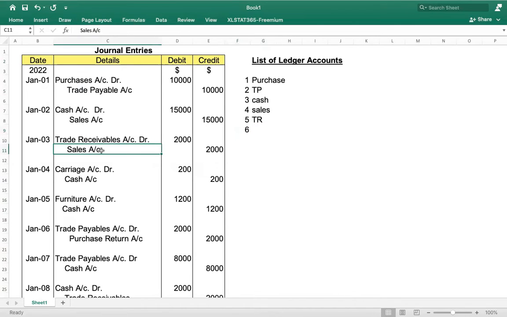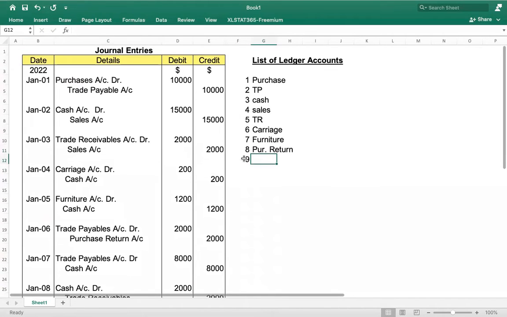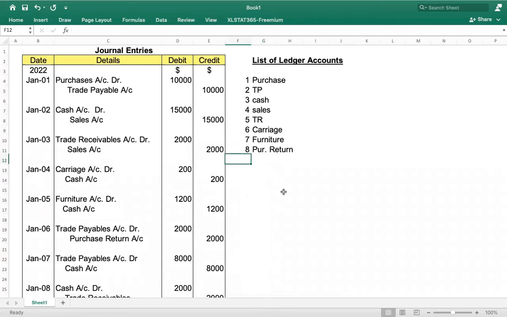Sixth is sales, but sales already came, so sales is done. Carriage is next. Cash is done already. Then furniture. Cash, purchase already done. Then purchase return. Then that's it. So in total I need to open 8 accounts. Okay, this list is done.